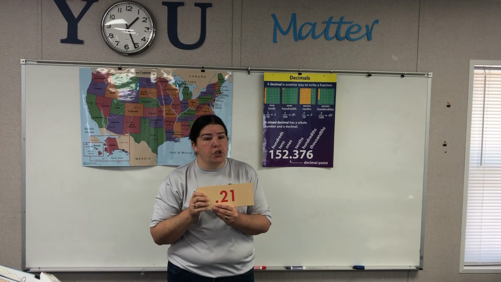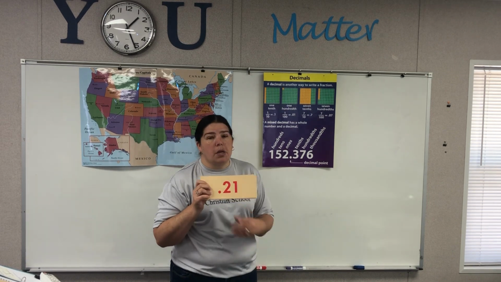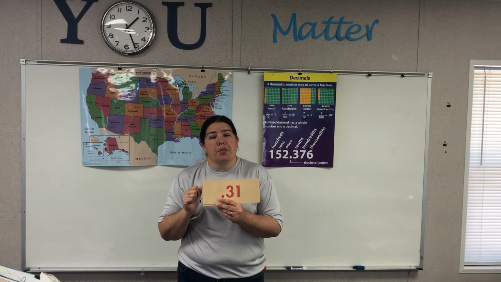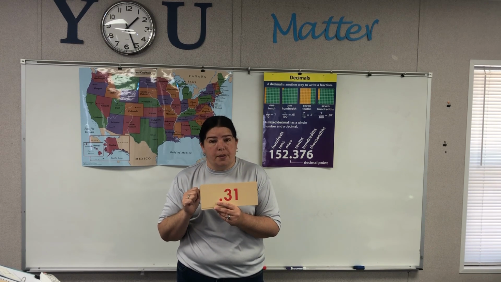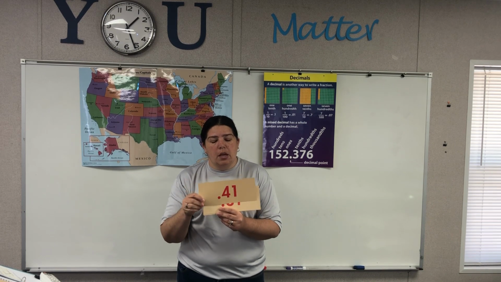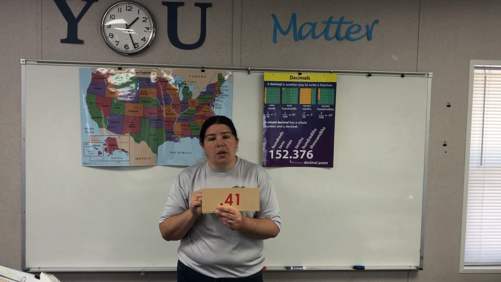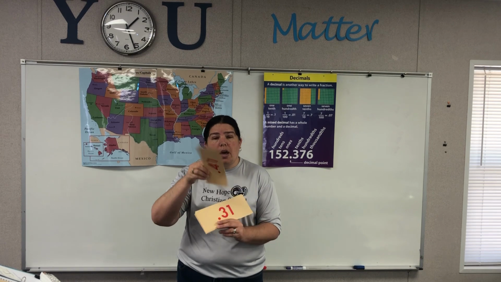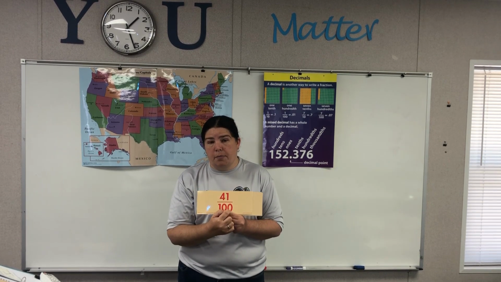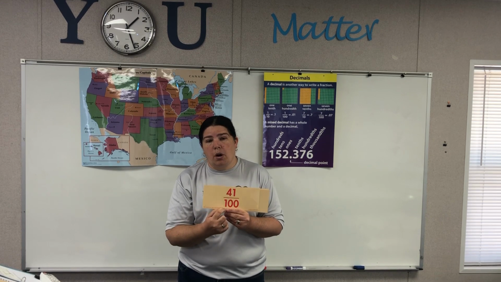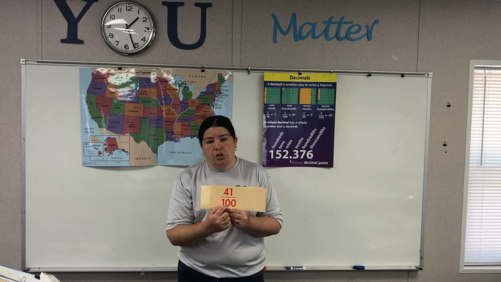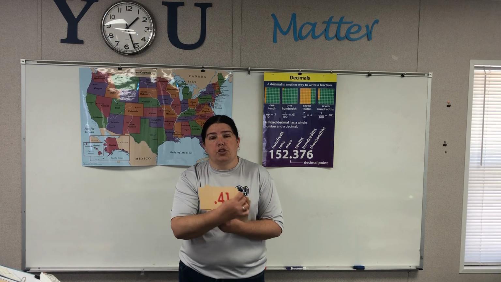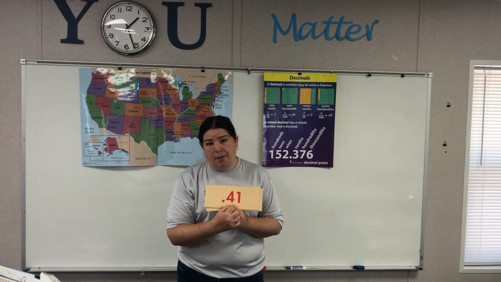21/100. That's right. There's 2 place values, so we're working with hundredths. How do you say this one? 31/100. Very good. This one, 41/100. Again, 2 place values. That means there's 2 zeros on the bottom with 100. Okay, 2 zeros, 2 place values after the decimal.